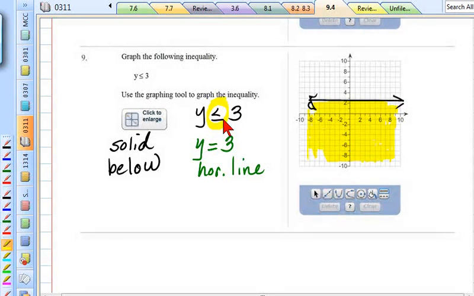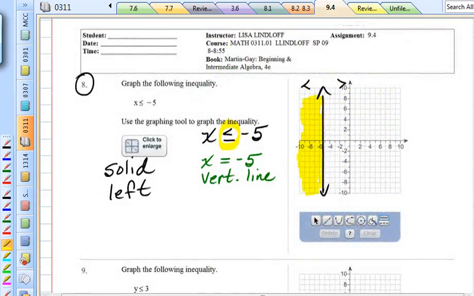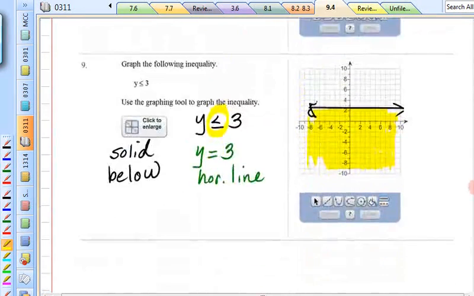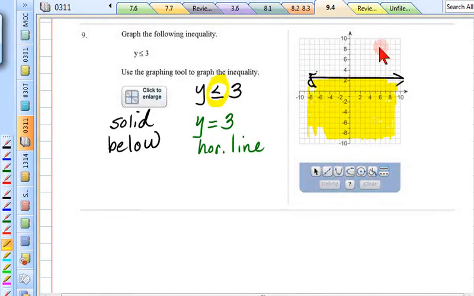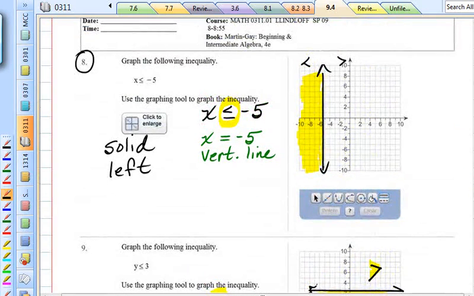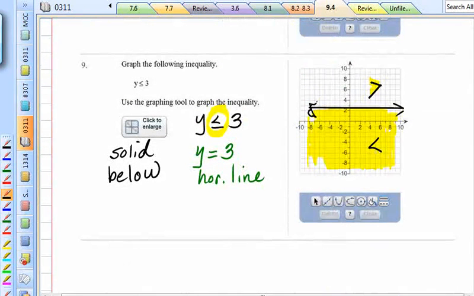So for the slanted lines, you're going to use y equals mx plus b. For vertical lines, you just have to remember that if it's less than, you shade to the left, and if it's greater than, you shade to the right. For horizontal lines, greater than shades above, less than shades below. If x equals something, it's vertical, and if y equals something, it's horizontal.